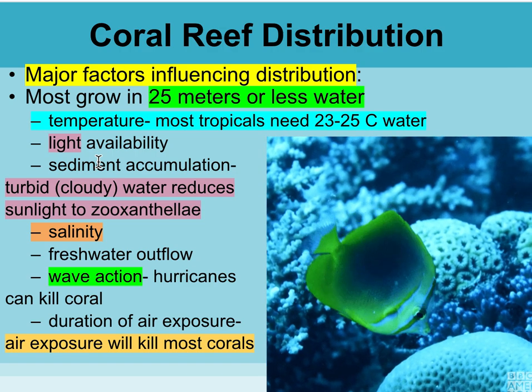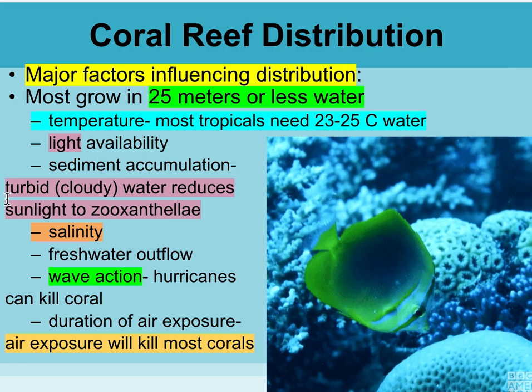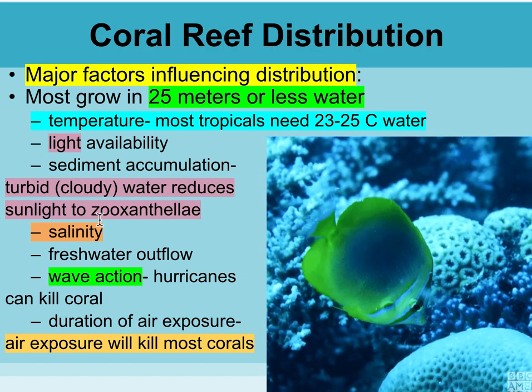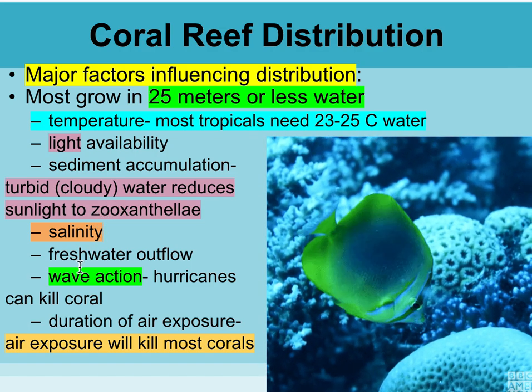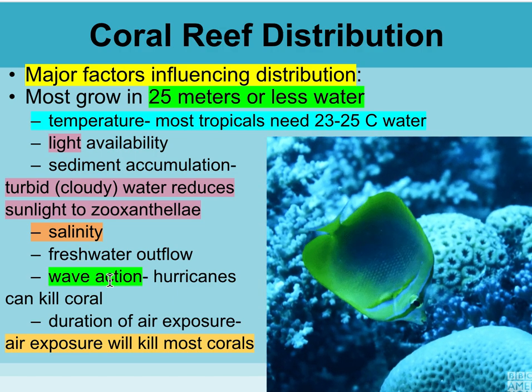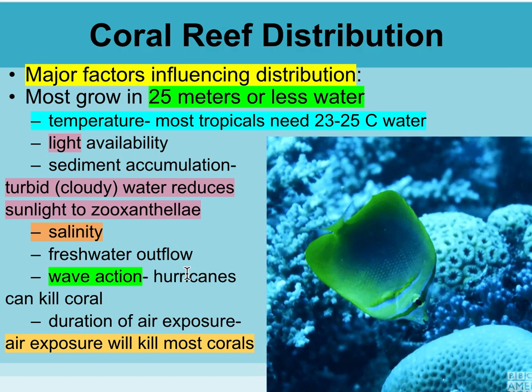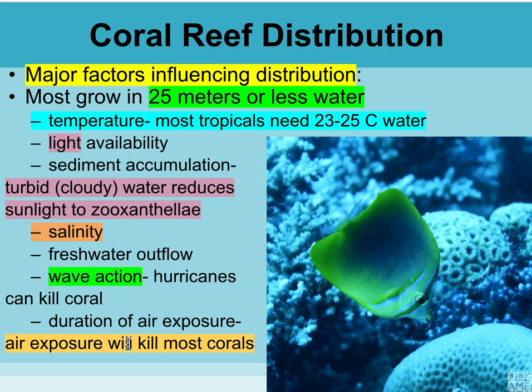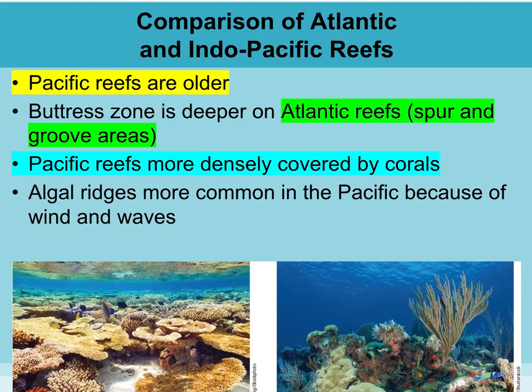And because of that, so that the light can get through, the water can't be very cloudy, which we call turbid. You can't have turbid, dirty water. It's got to be crystal clear water to let that light through to the zooxanthellae. The salt has to be right. There has to be fresh water outflow. The wave action has to be right because hurricanes, typhoons, and cyclones can all kill the coral. And if you have areas where the water has receded a lot, that air exposure will kill the coral. So you have to be really careful about that.